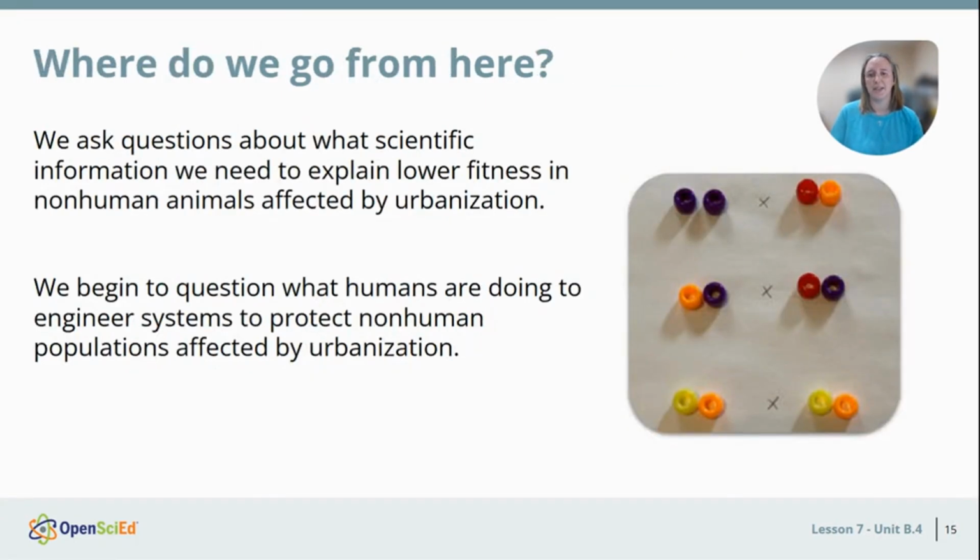At the end of Lesson 7, we add questions to our driving question board to push forward our second set of lessons. In this unit, students begin asking questions centered around scientific ideas to explain low fitness in non-human populations and questions centered around engineering practices to prevent harm to non-human populations affected by urbanization. These questions push us forward into our next lesson, where we look at fragmentation and how it affects genetic diversity in populations.